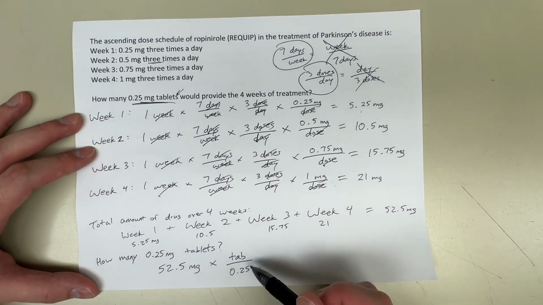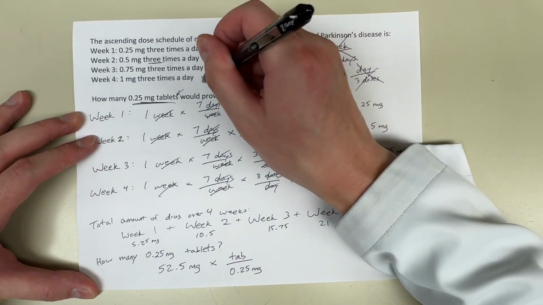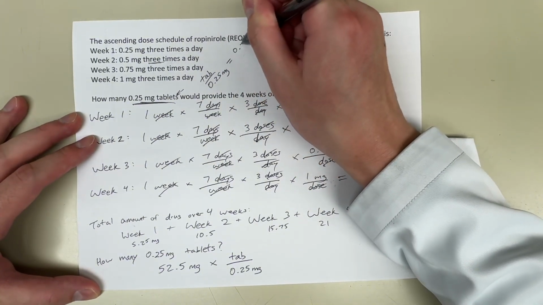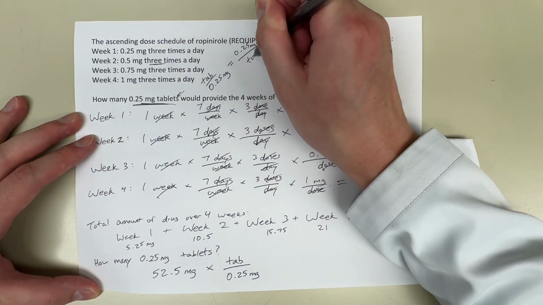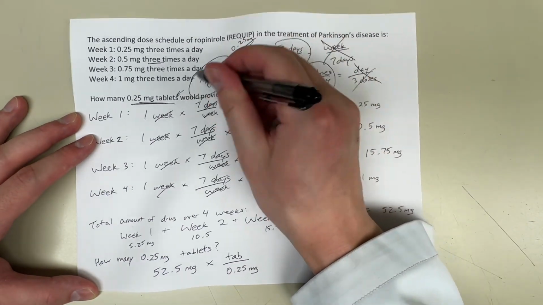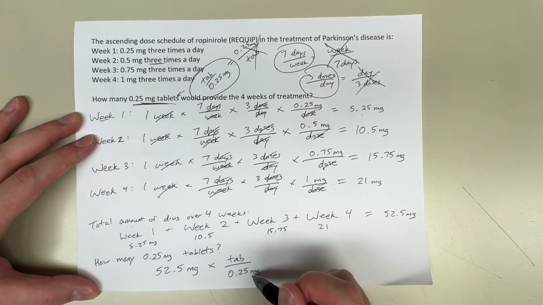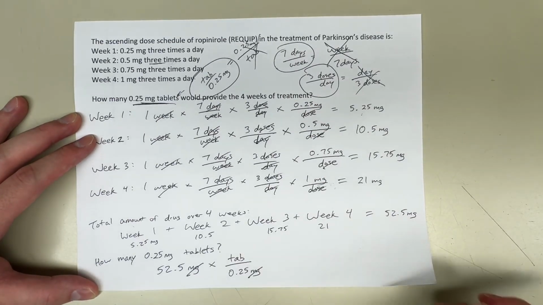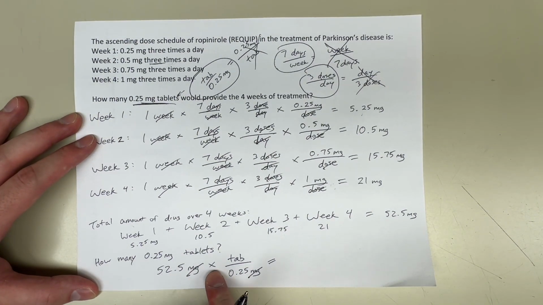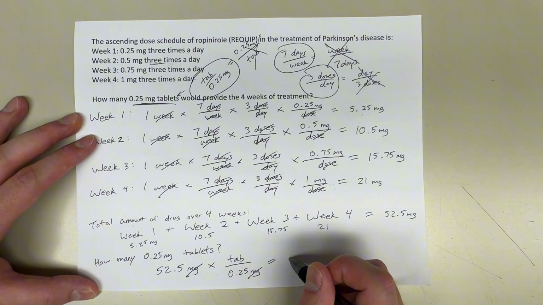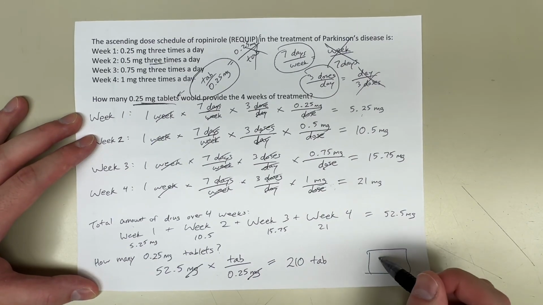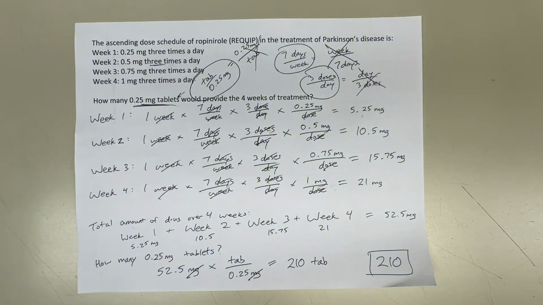So realize how you know to use this. So tabs over 0.25 milligrams. I could have also written this as 0.25 milligrams per tab. I could have used either one of these two here. But the reason I know to use this one and not this one is because I want milligrams here to cancel out milligrams here. When I solve for that, 52.5 times 1 over 0.25, that will give me 210 tabs. So your final answer you put in the computer is 210. And that's your final answer.